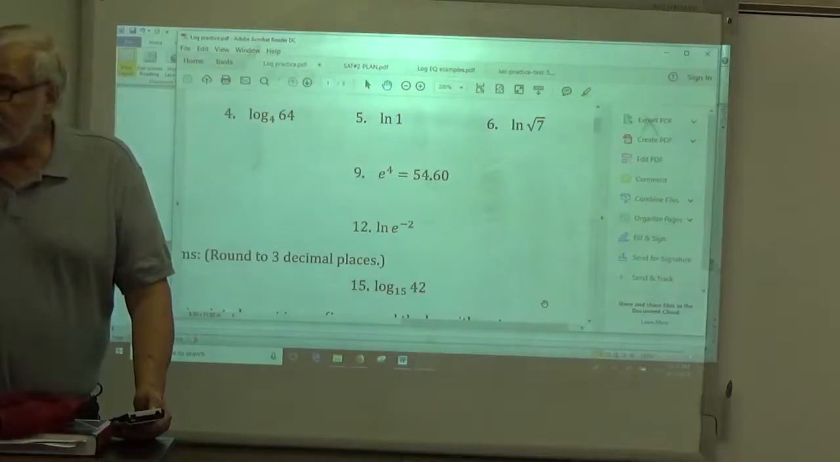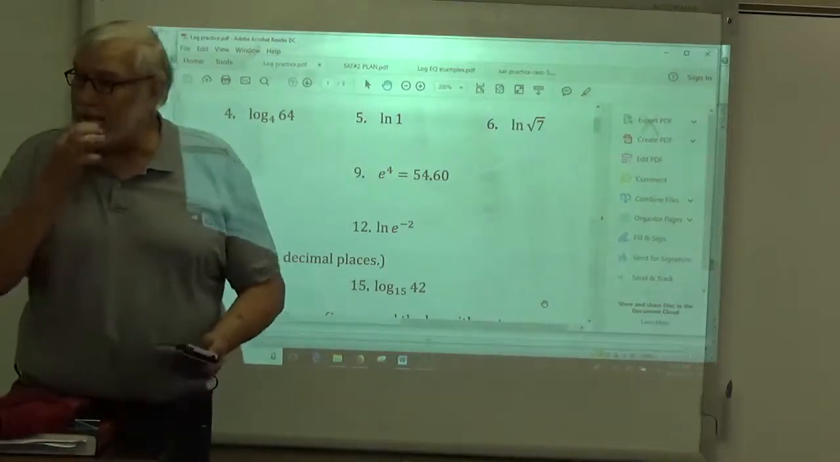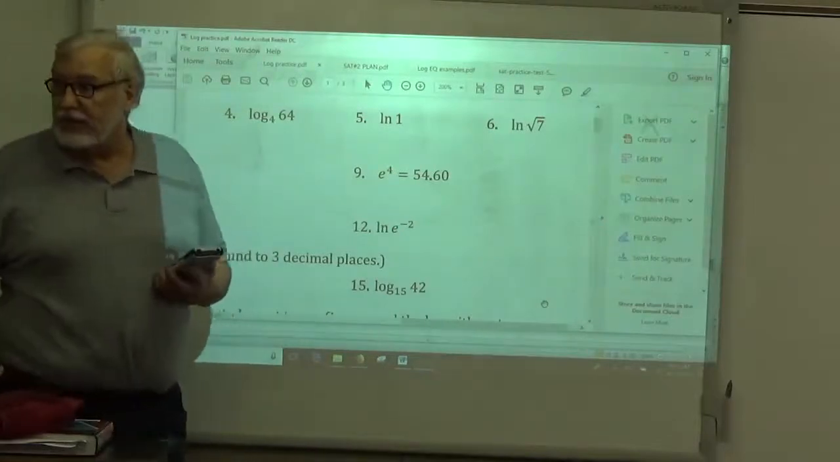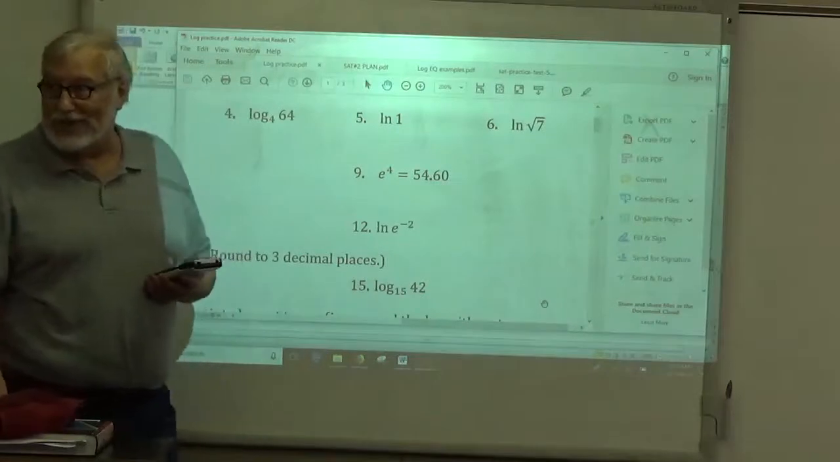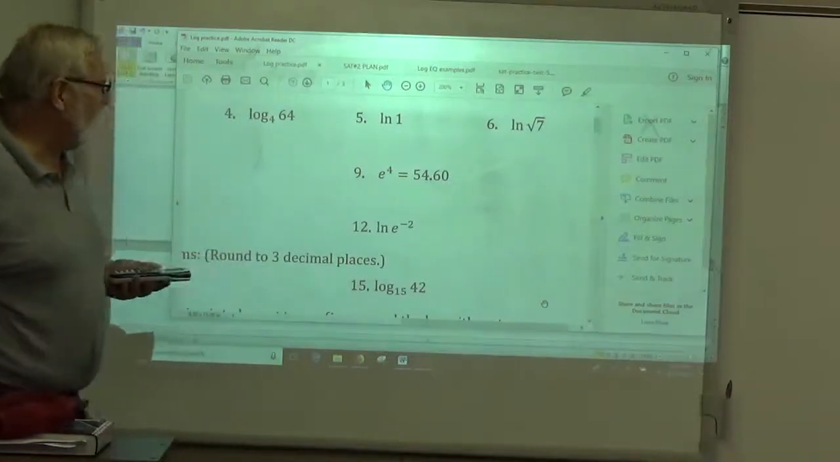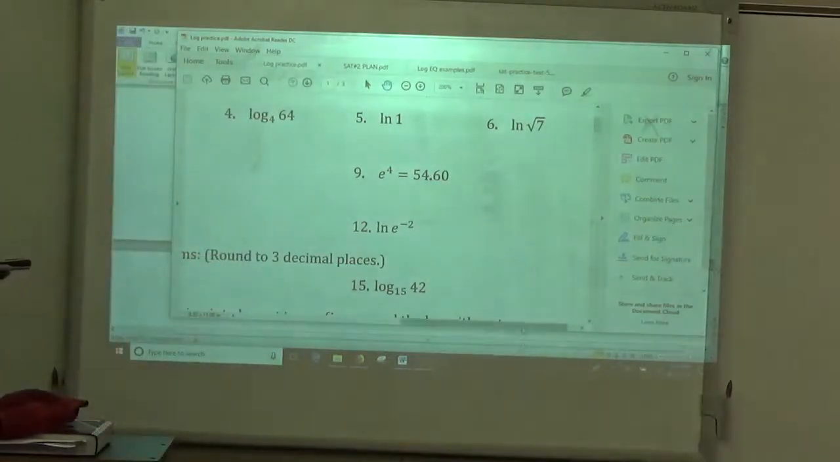That would be true. Yes, that would be scientific notation. So that's a setting on your calculator. Yeah, I would reset that in a heartbeat. Okay? All right, now we're going to move to the next part.